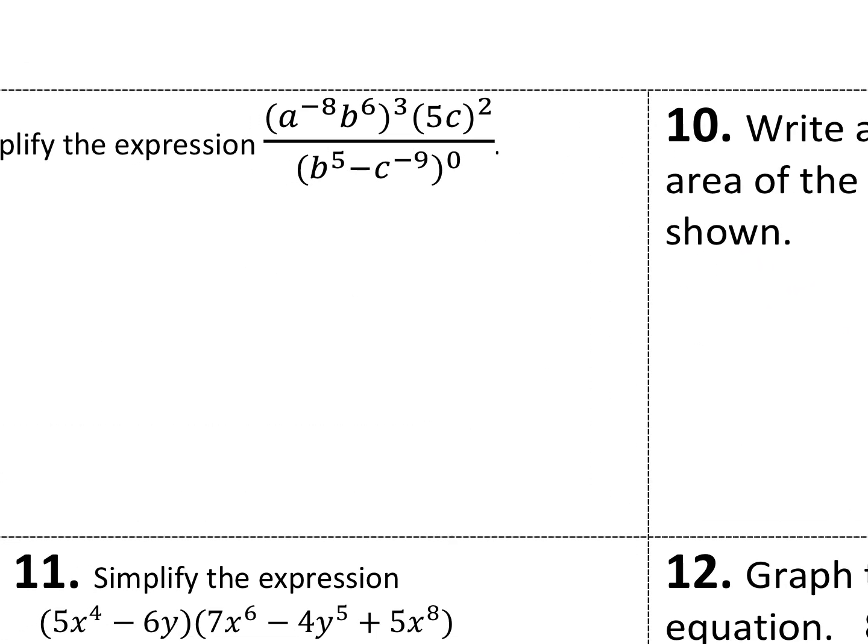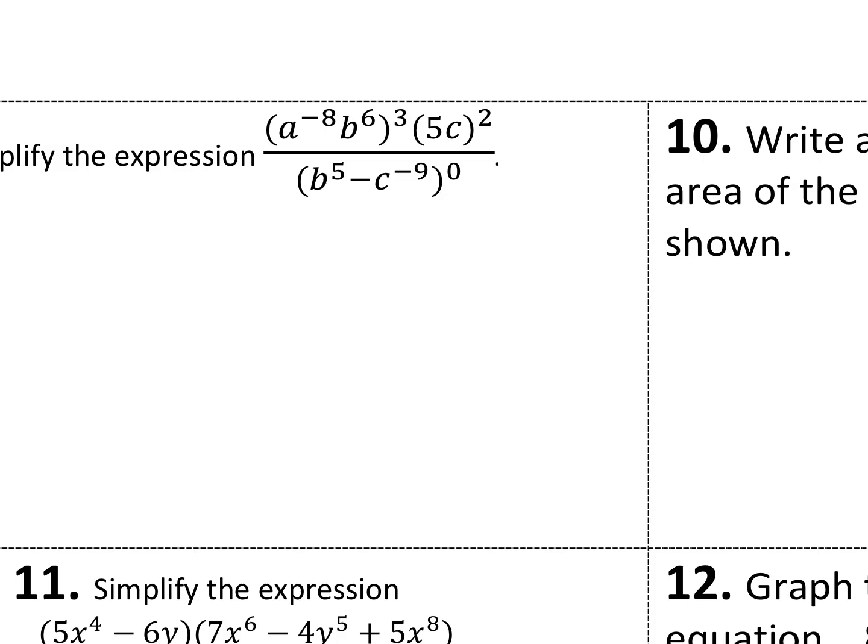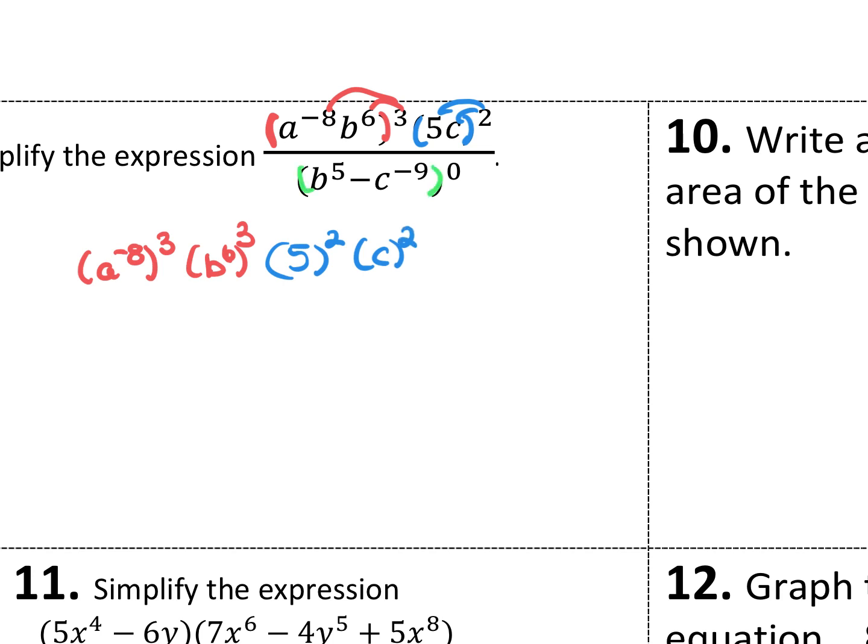For number 9, in this first red piece, everyone has to get the power. So I have a to the negative 8th, and then a third power. B to the 6th, and then a third power. Then I have this blue piece that they both have to get the second power. So I have a 5 with a second power and a C with the second power. And on the bottom, everything needs to get the 0th power, but anything to the 0th power equals 1. So it's just all over 1.